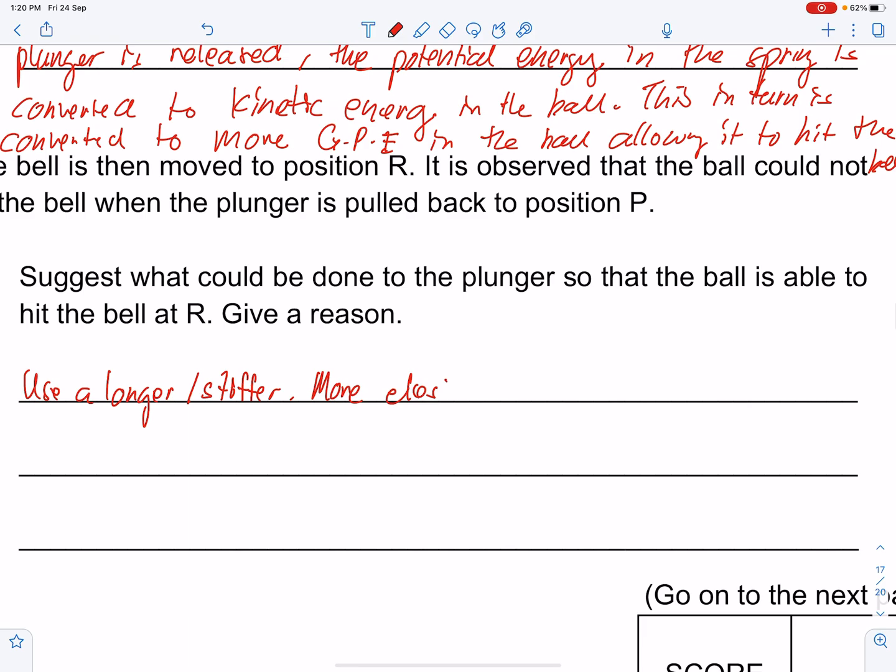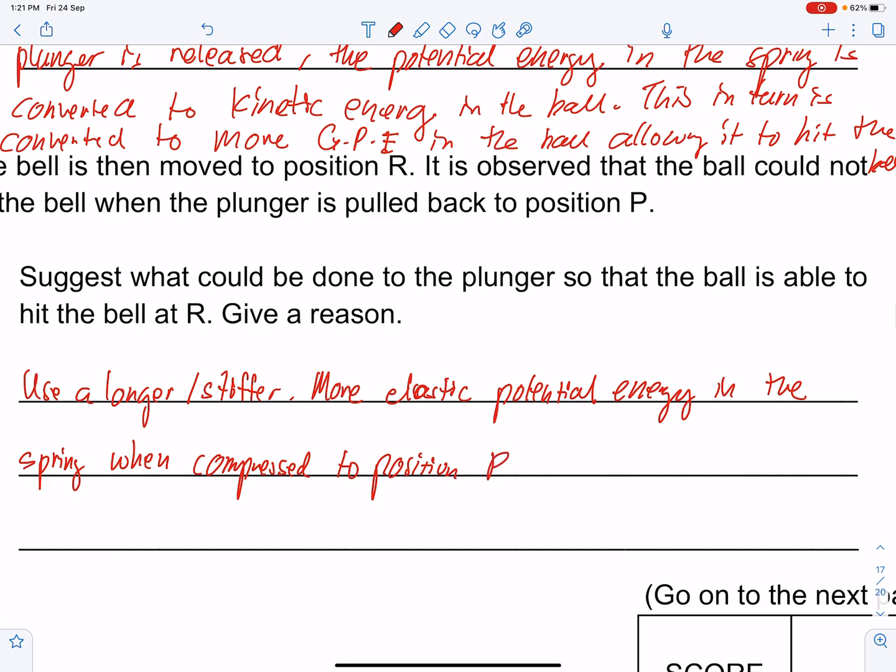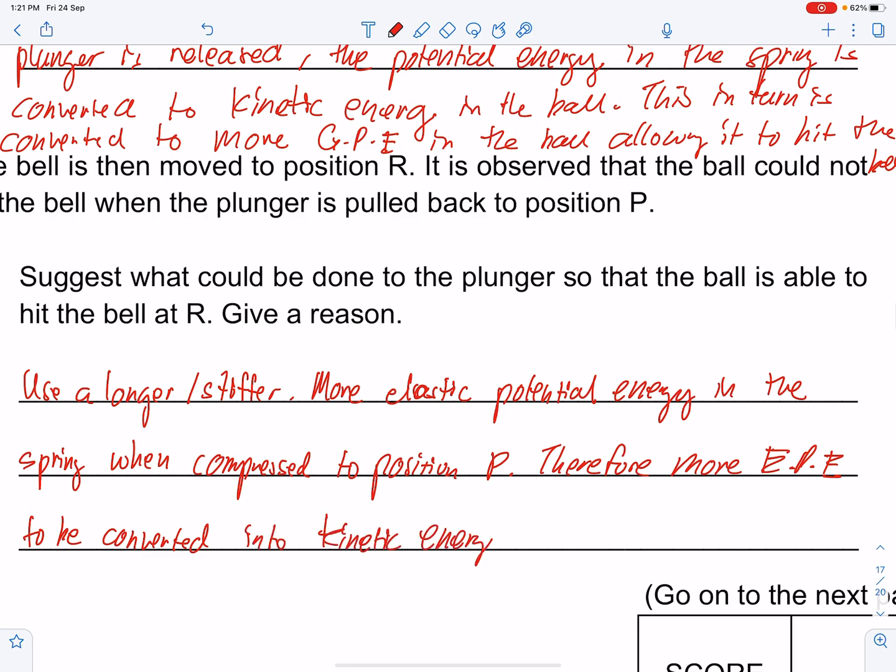More elastic potential energy in the spring when compressed to position P, therefore more elastic potential energy to be converted into kinetic energy in the ball, which is converted to more GPE in the ball.